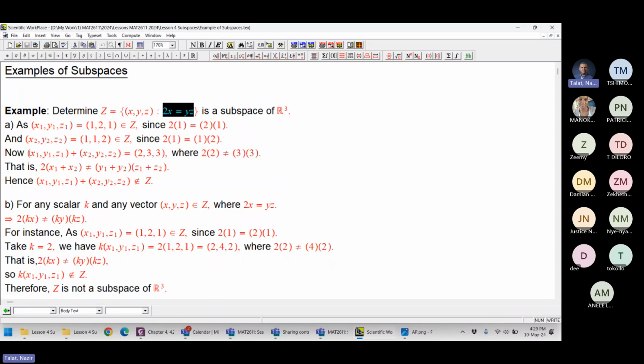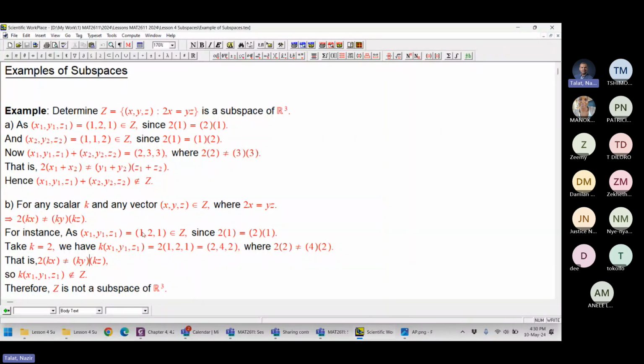It means the sum of two vectors does not give us the condition that 2x equals yz. Hence we conclude that the sum of two vectors does not belong to the set Z. Hence, this Z is not a subspace of R cube. Similarly, one can check the other one, like one can see the counterexamples of that.